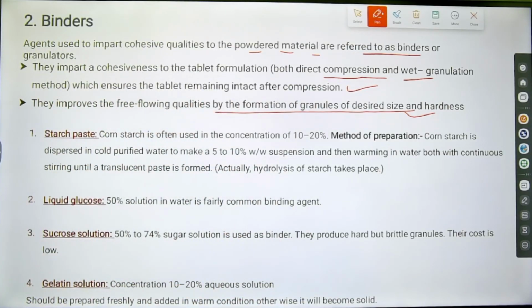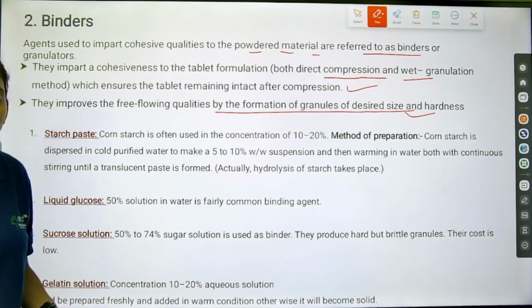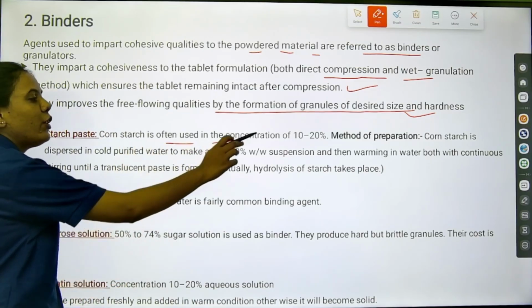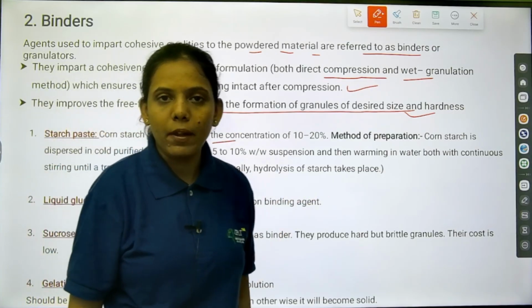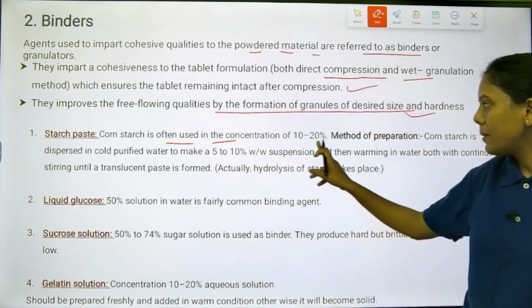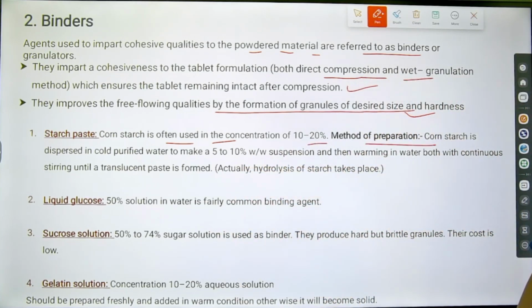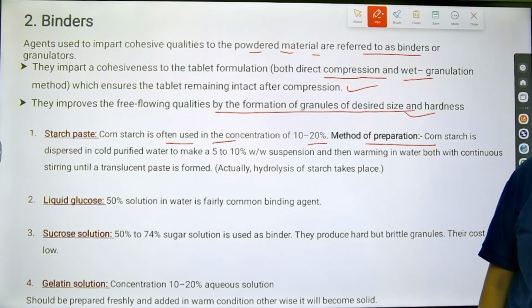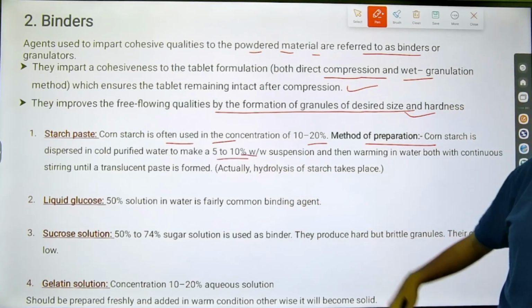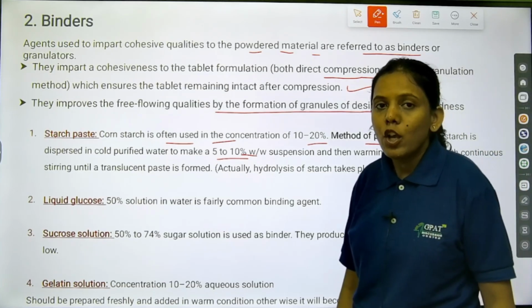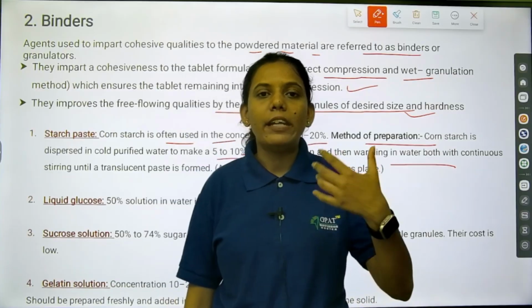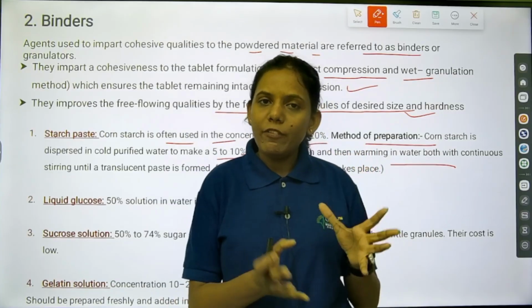Now the very first is the starch paste. Starch can be obtained from anywhere. For example, if the starch is obtained from corn, we call it cornstarch. Cornstarch is often used in a concentration of 10 to 20%, that means 10 to 20 grams per 100 ml. Percentage means grams per 100 ml. Method of preparation: cornstarch is dispersed in cold purified water to make a 5 to 10% weight by weight suspension, and then warmed in water with continuous stirring. Basically, first you add it into cold water, disperse it, and form a suspension. It will be white in color.